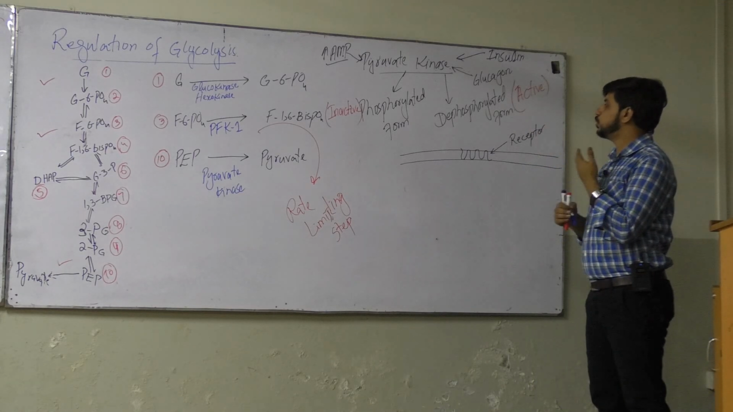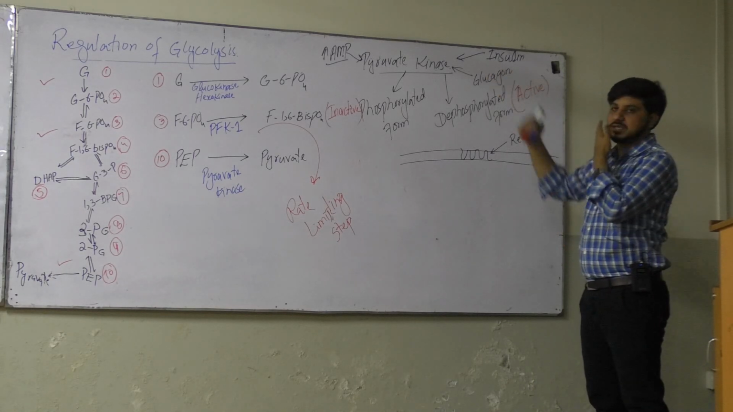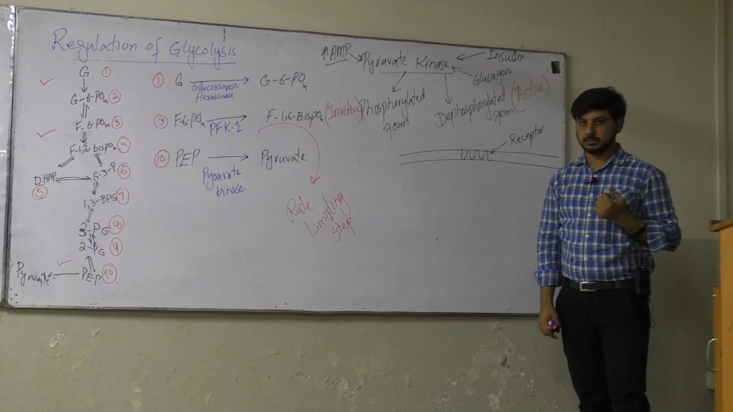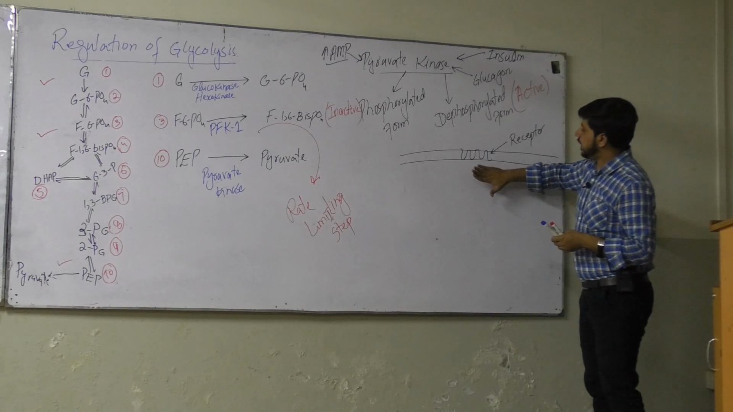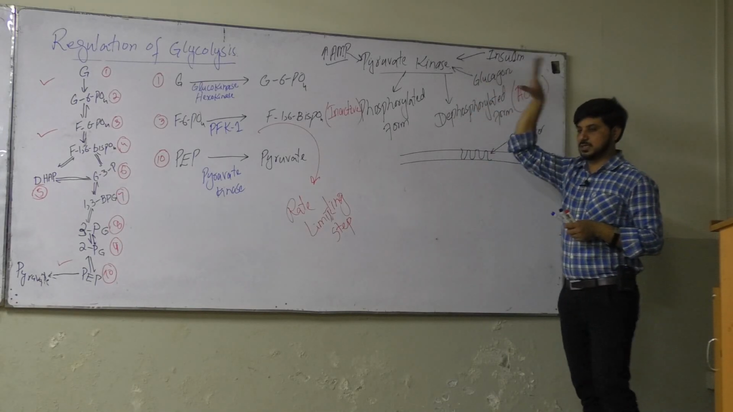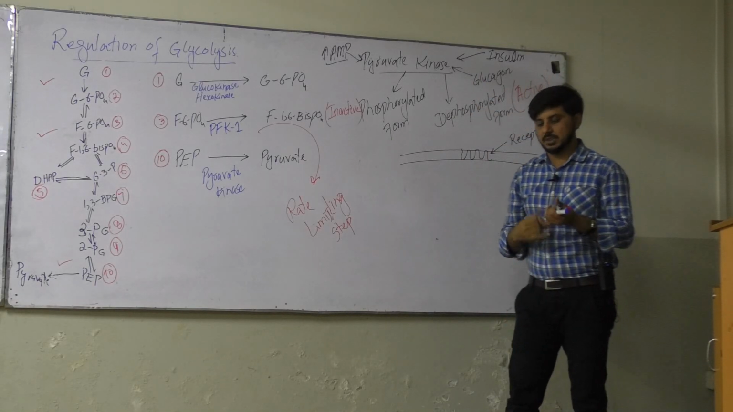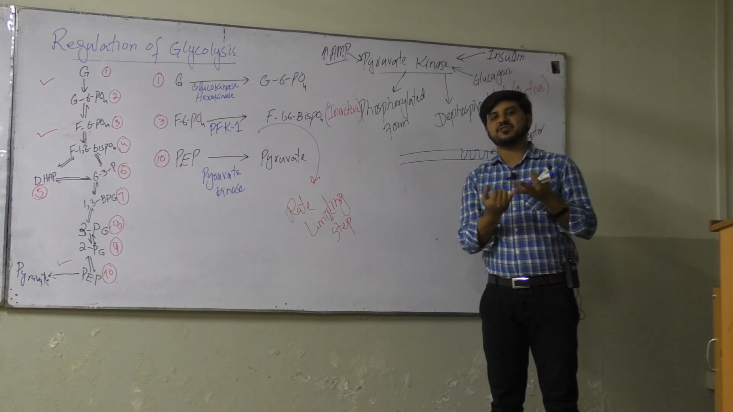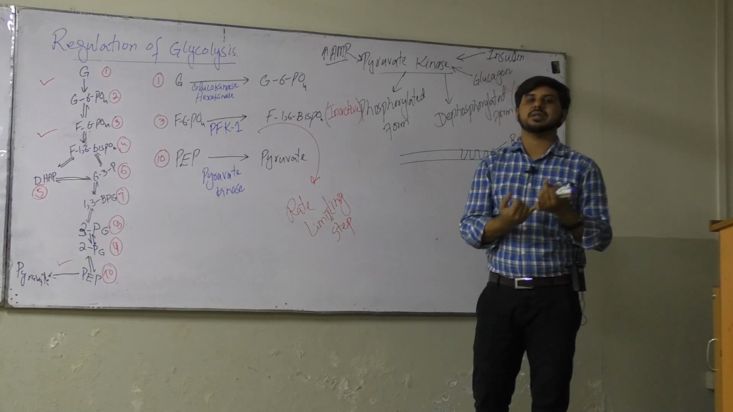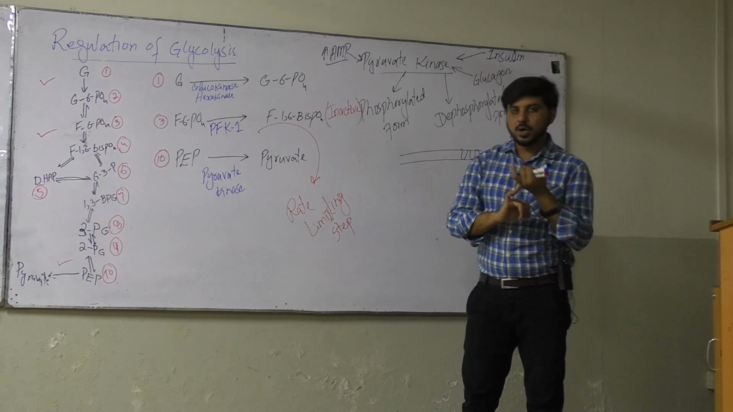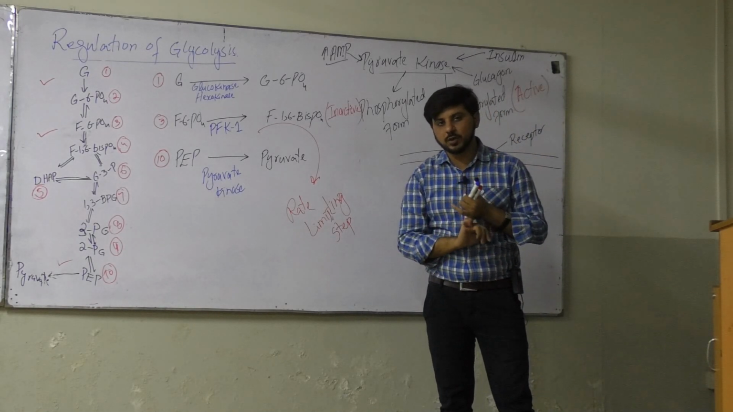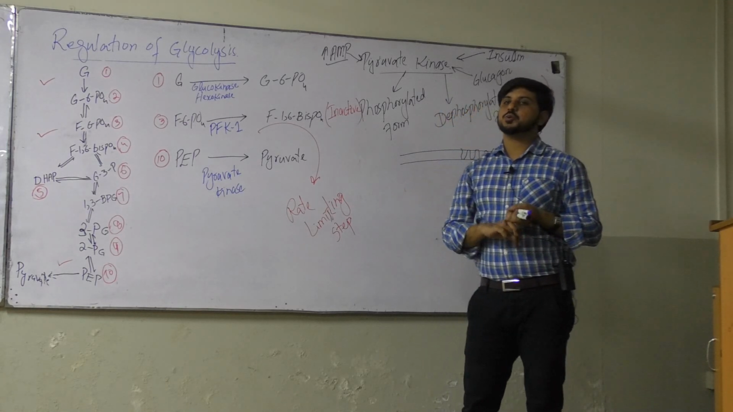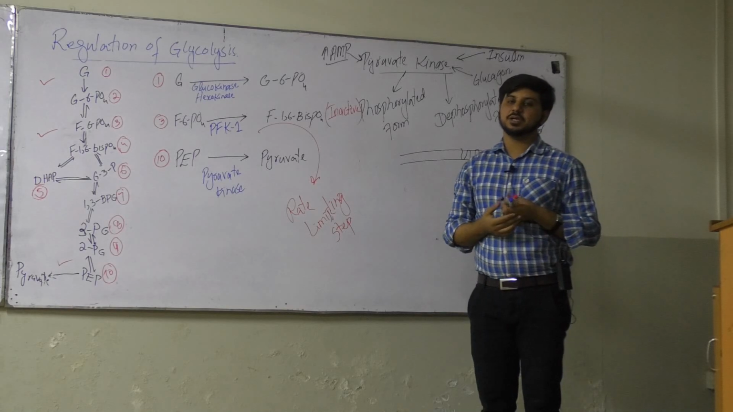Whenever we need to inactivate or activate this enzyme, there will come a hormone. And in case of carbohydrate metabolism, the major hormones involved are either epinephrine, glucagon or insulin. Insulin is for the lowering of glucose levels, and glucagon or epinephrine is to increase the level of glucose.